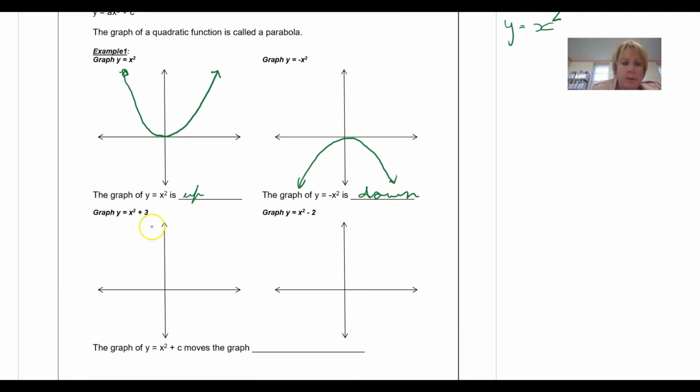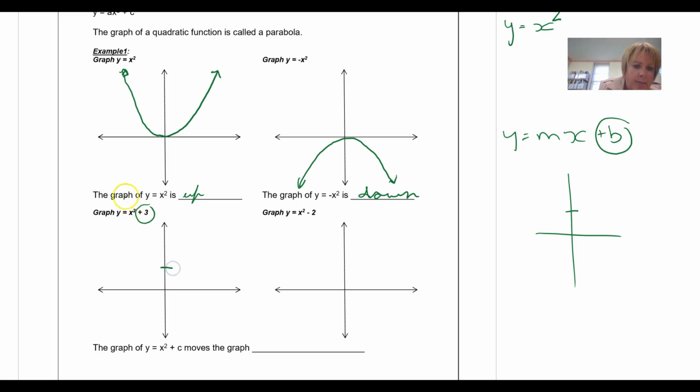The x squared plus 3 means that it moves up to 3. So it's like the y equals mx plus b, where this tells me the y-intercept. It's the same thing here. So it goes up to 3, and because it's a positive x squared, it's happy. There's the graph.